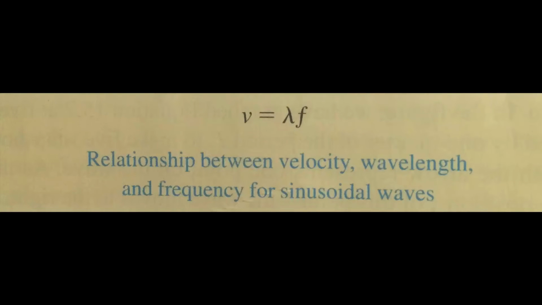This equation shows the relationship between all of the components of a wave. The V stands for the velocity, the lambda for the wavelength, and F for the frequency of the wave. This equation works for both electromagnetic as well as sound waves.